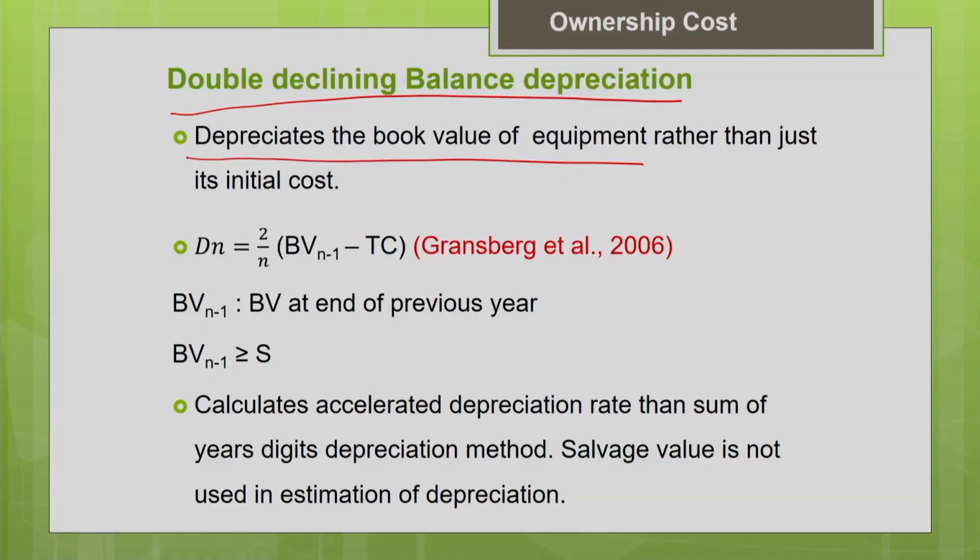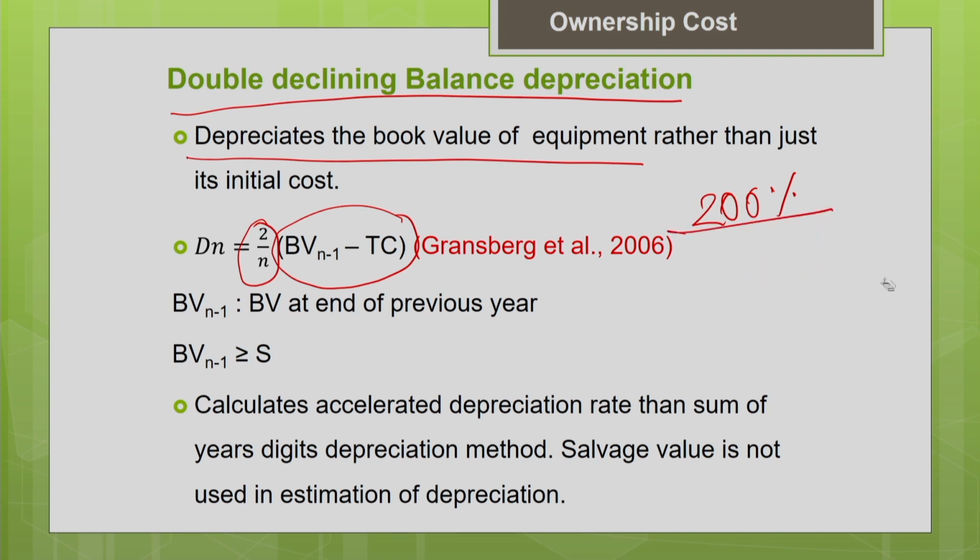Here depreciation is calculated as, you can see, the depreciation factor 2 by n multiplied by the book value at the end of the previous year minus the tire cost. So 2 by n; for the straight line method, as you may remember, the depreciation factor was 1 by n. So it is double the straight line method. That is why it is called the double declining balance depreciation method. It is also called the 200% declining balance method. There is another method called the 150% declining balance method also, but today in this lecture we are going to discuss only the 200% declining balance method.